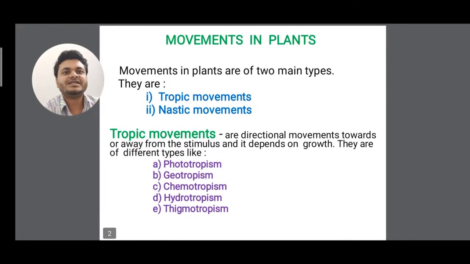See, first is the movement in plants. Clear? Movement in plants are of two major types. One is trophic movement, another is nastic movement. What is a trophic movement? It is a directional movement towards or away from the stimulus, and it depends on growth. That means the movement is in the direction towards the stimulus or away from the stimulus, and they are called trophic movement. And there are the following 5 types: phototrophism, geotrophism, chemotrophism, hydrotrophism, and thigmotrophism. We'll come to it one by one.